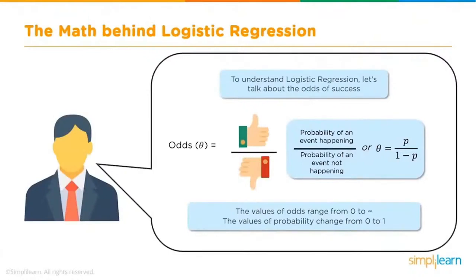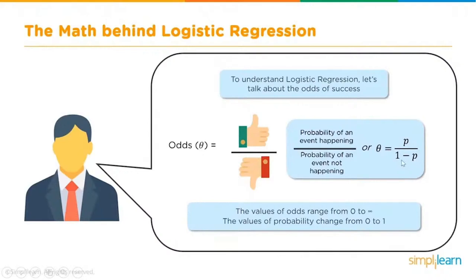So we are trying to find the odds for a particular event happening, and this is the formula for finding the odds. So the probability of an event happening divided by the probability of the event not happening. So P is the probability of the event happening, the probability of the person getting a promotion, divided by the probability of the person not getting a promotion, that is 1 minus P. So this is how you measure the odds.